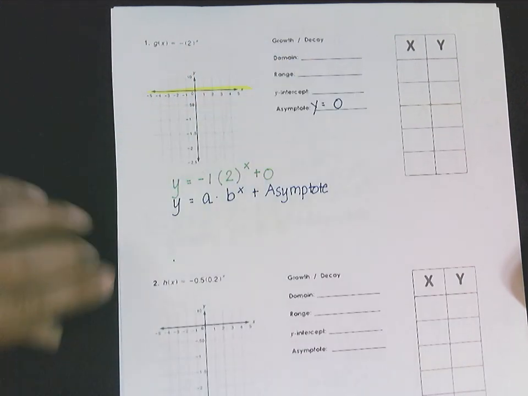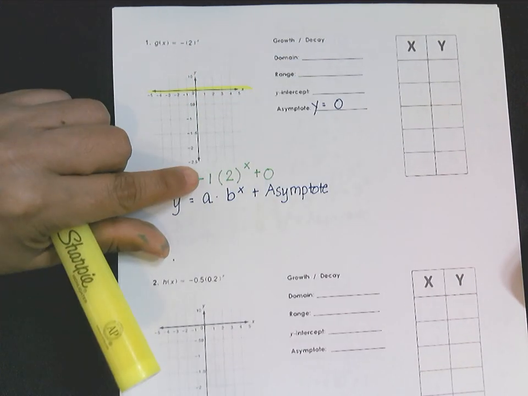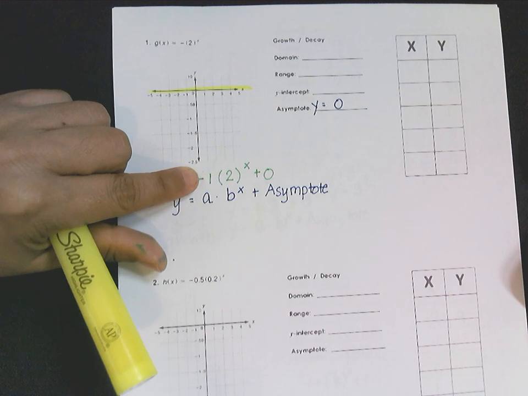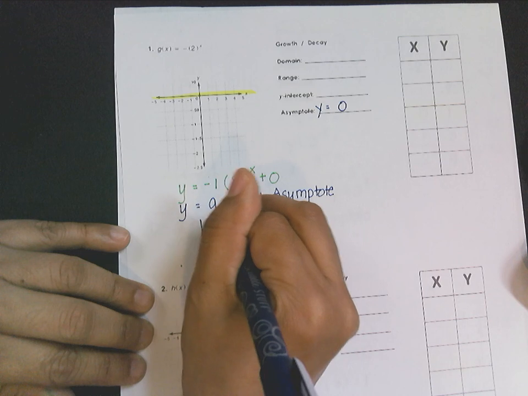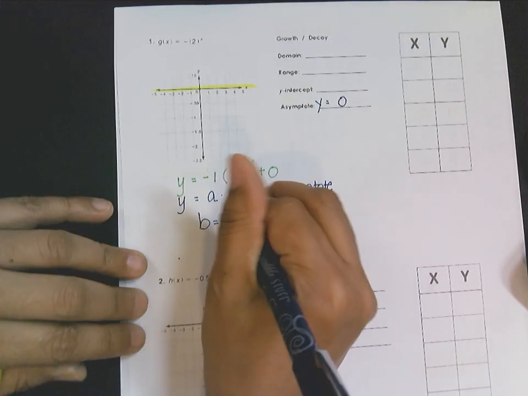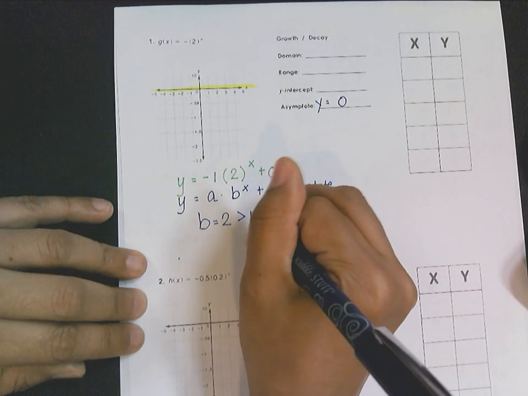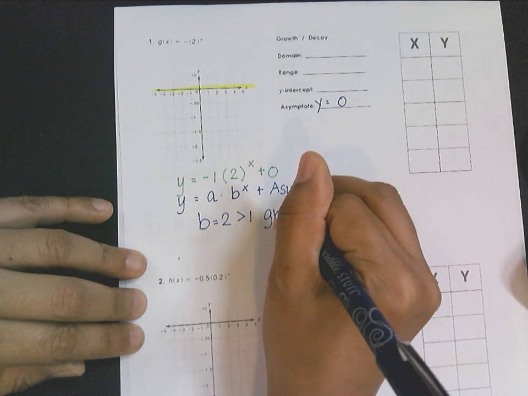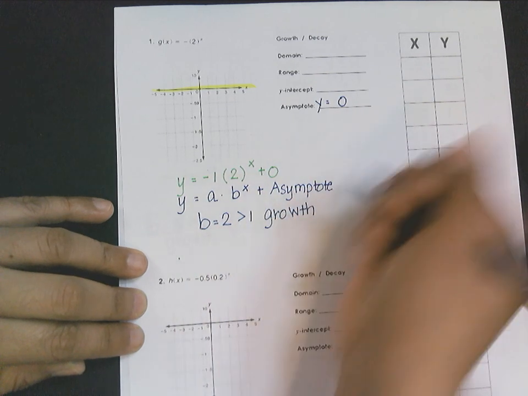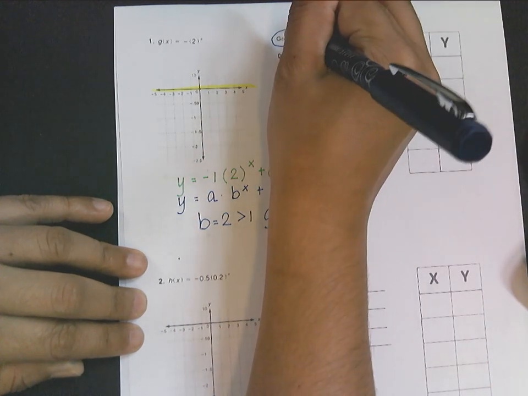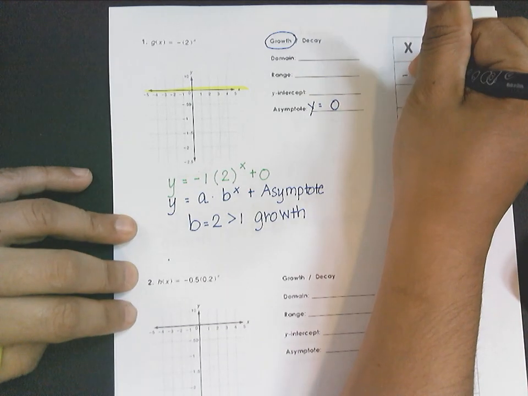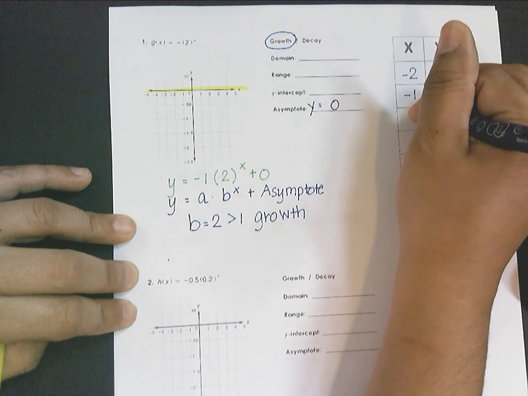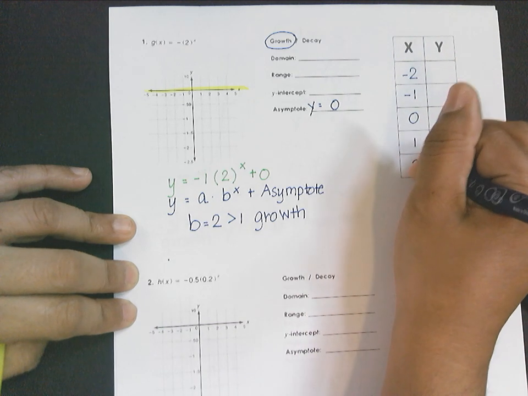And I know that this is a reflection because of that a being a negative. And so I also know that my b equals 2, which means it's greater than 1. So therefore, this graph is going to be a growth graph. And I can answer that question. But I need my y-intercept. Again, I recommend you using -2, -1, 0, 1, and 2.